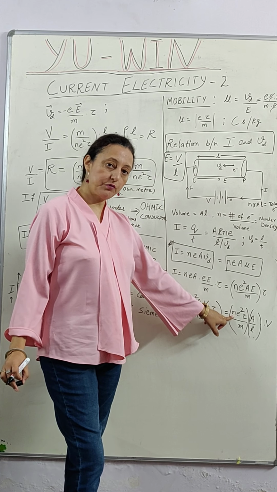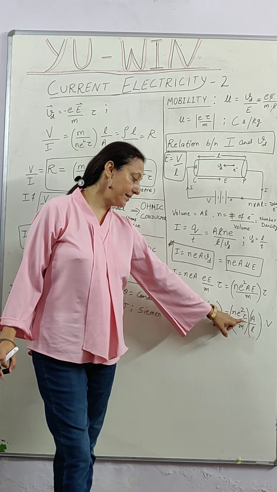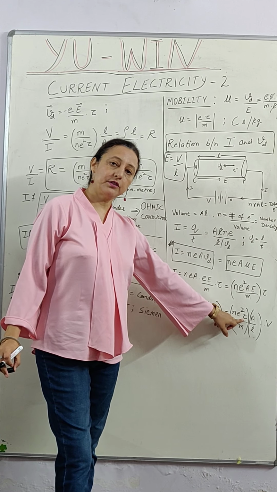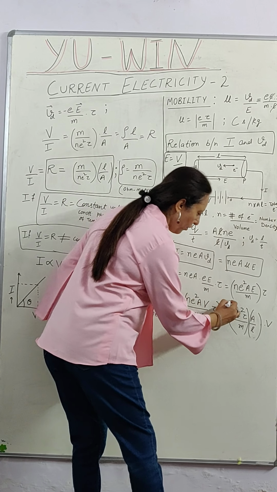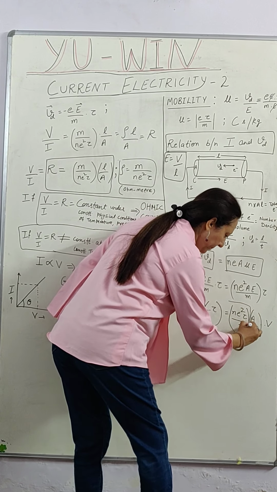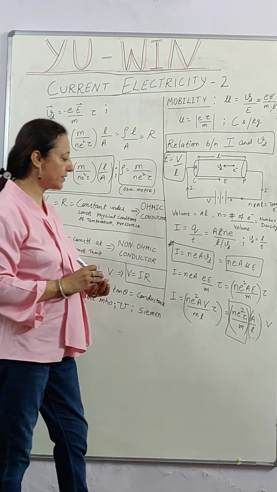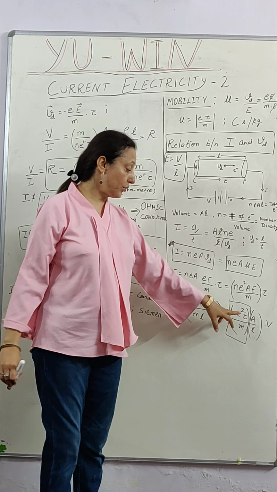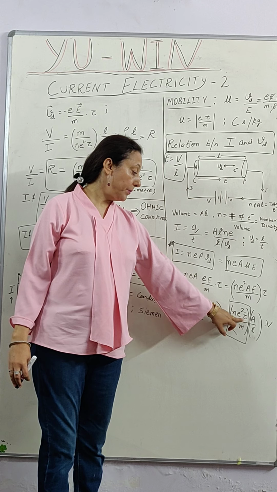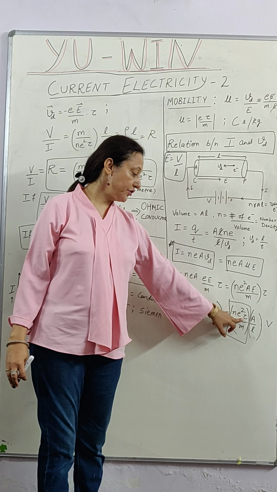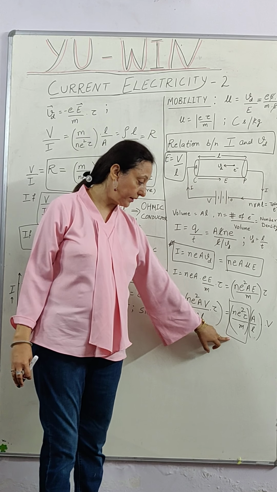Number of electrons per unit volume will be different for different conductors, and the relaxation time also depends, as I discussed earlier, upon the structure of the conductor. So ne square tau by m is a property of the material. And obviously of temperature also, because relaxation time has a lot of dependence on the temperature. When you increase the temperature, the probability of collision increases and the relaxation time decreases. So this is constant for a constant temperature and given conductor.